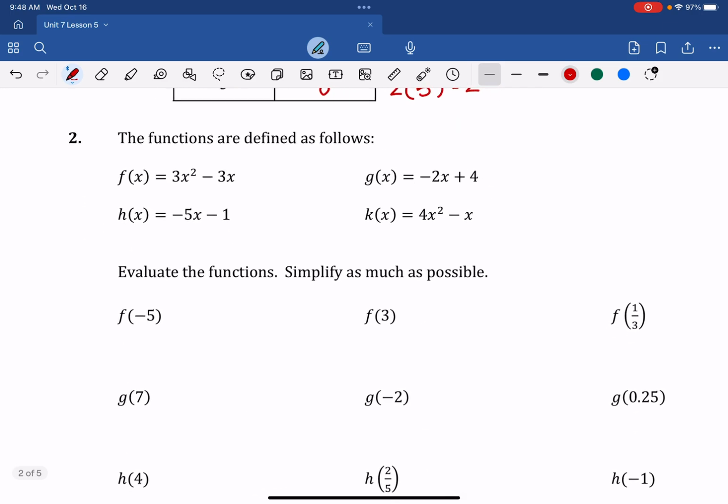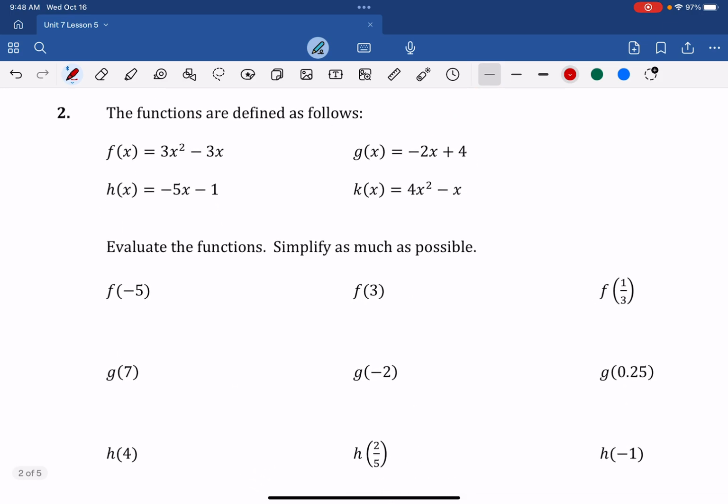Okay, now we have function notation down below. If it starts with an f, like this row right here, you'll pair it with the equation that says f of x. If it starts with a g, you'll pair it with the equation that says g of x. So we'll do a few of these, and then I want you to finish the rest on your own. So f of negative 5 means that x is negative 5.